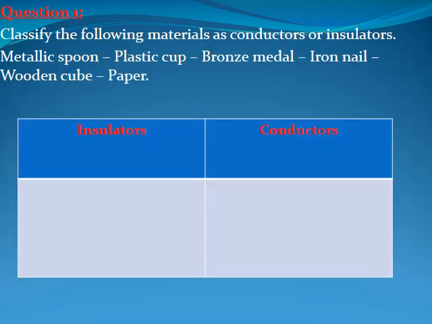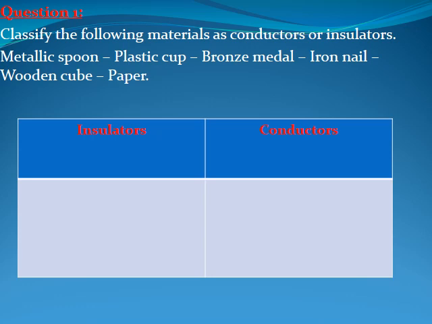Let's start with the exercises. Classify the following materials as conductors or insulators. Before we start solving this exercise, I have to know the meaning of a conductor and the meaning of an insulator. A conductor is a substance that allows electric current to pass through it, while an insulator is a substance that does not allow the electric current to pass through it.